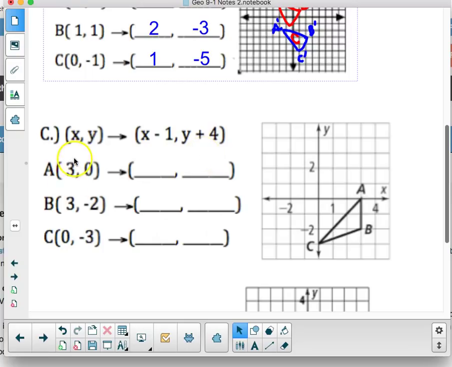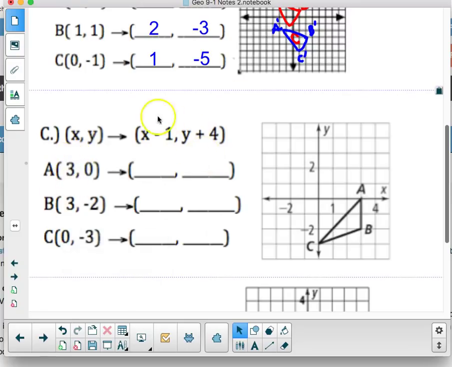Okay, now that we're back, we're going to take the x's, I'm going to subtract 1 for each of my x's. So that's going to be 3 minus 1, which is 2. And 0 minus 1, which is negative 1. And I'm going to add 4, according to this rule, to my y's. 0 plus 4 is 4. Negative 2 plus 4 is 2. And negative 3 plus 4 is 1.